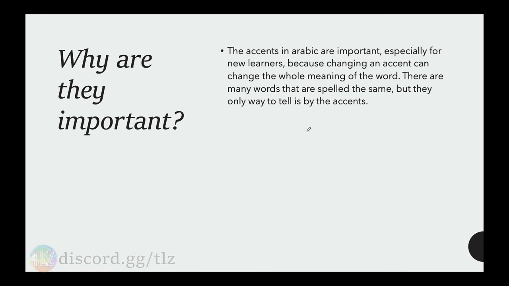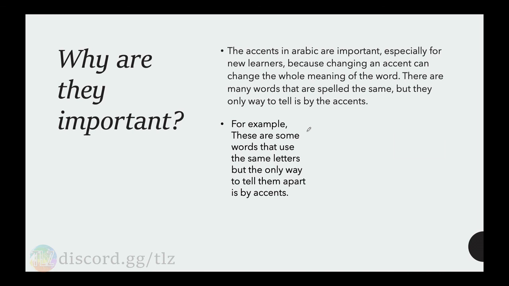But as you progress with learning Arabic and you get better and you do it for longer, the process of knowing what the word is gets more intuitive. You don't really need the accents anymore. You just know what they mean based off of the context.